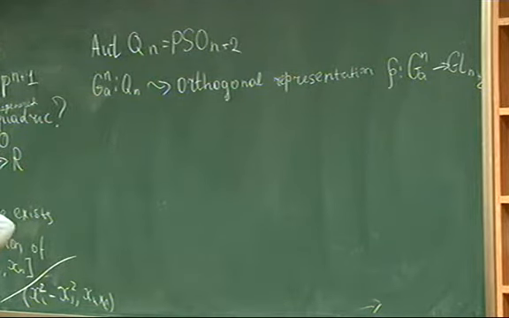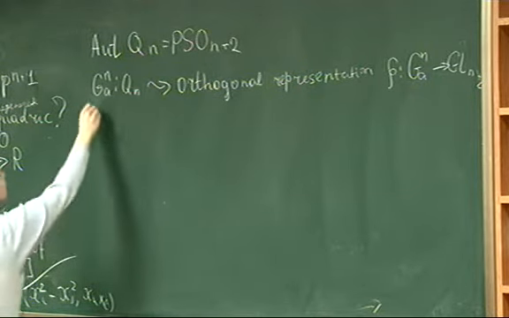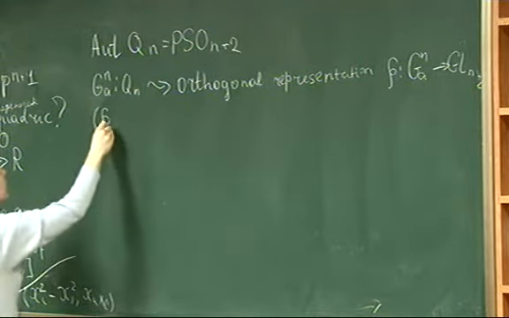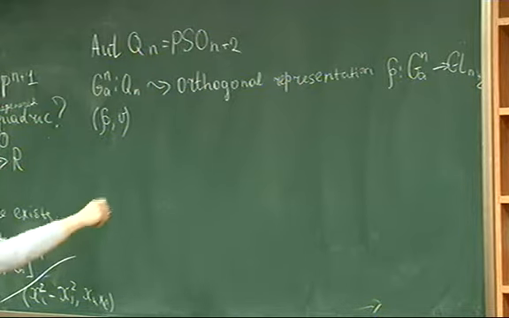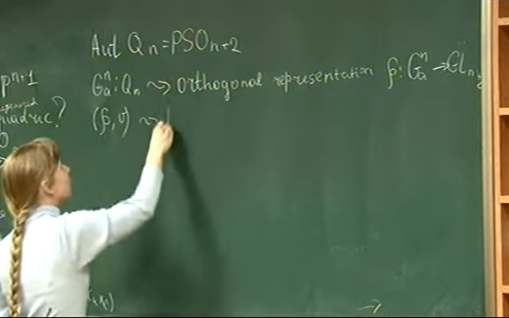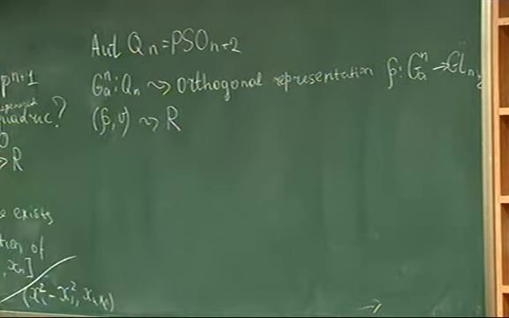Then after this extension we can use the first theorem. So if we have some action on the quadric, then we can extend it to an orthogonal representation, and then we can construct an algebra R as we did in the first theorem.